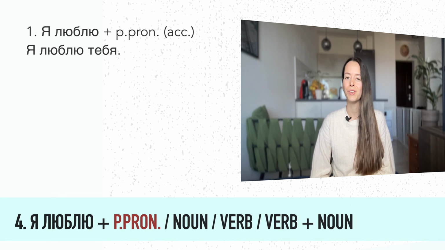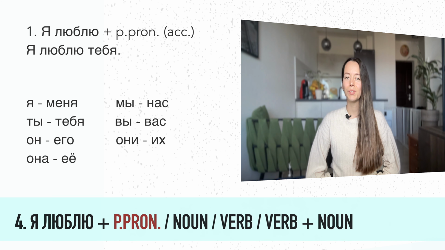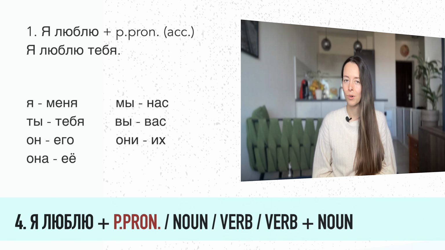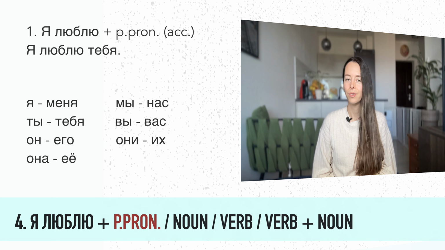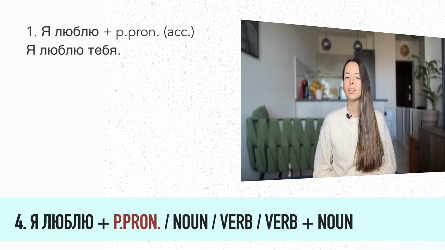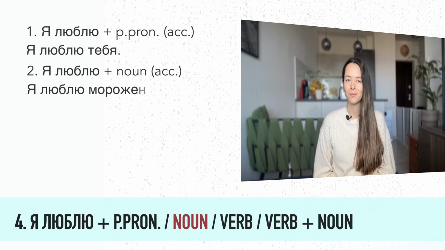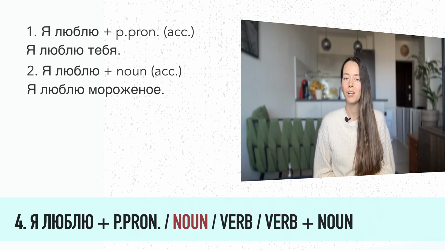Here on the screen, you can see the personal pronouns in the accusative case, which will give you more options of building sentences. Я люблю тебя, я люблю его, я люблю ее, я люблю нас, я люблю вас, я люблю их. Then we can use я люблю together with a noun in the accusative case. For example, я люблю мороженое. We can also use it with a verb in the infinitive.